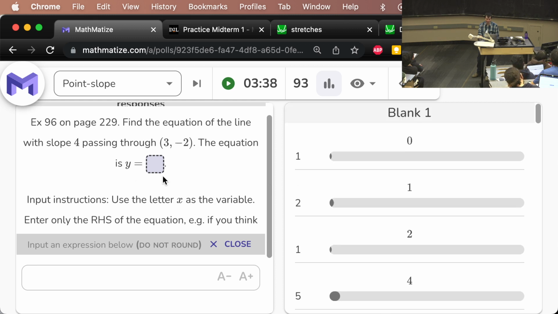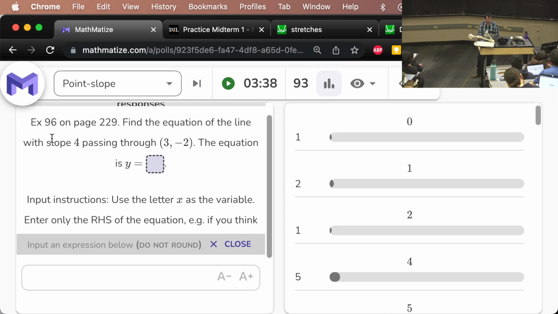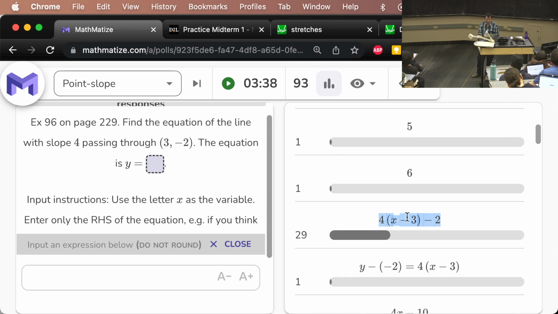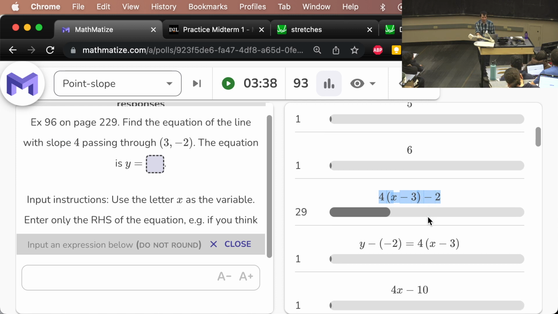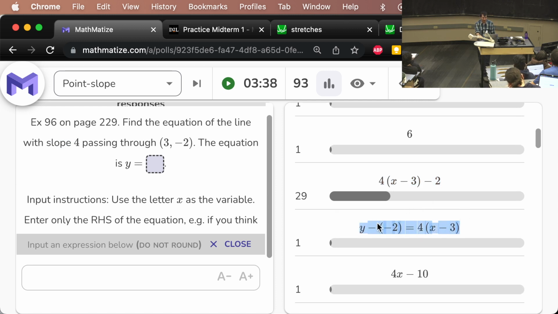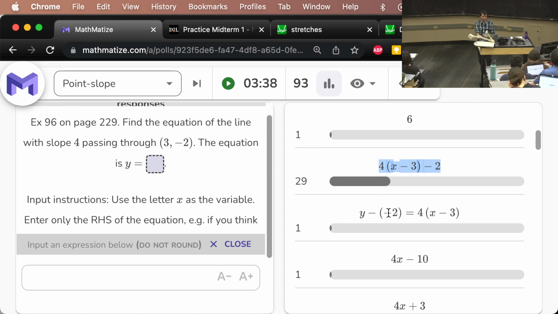Maybe you thought you were supposed to enter in the slope, right? The slope is 4. That's true. That was given to you. But we want something involving x. Here is something involving x: 4 times x minus 3 minus 2. Here's an equation also involving x, but also y. This one is actually the same as this one. If you move the minus 2 to the other side, it's the same as this: y equals 4 times x minus 3 minus 2.